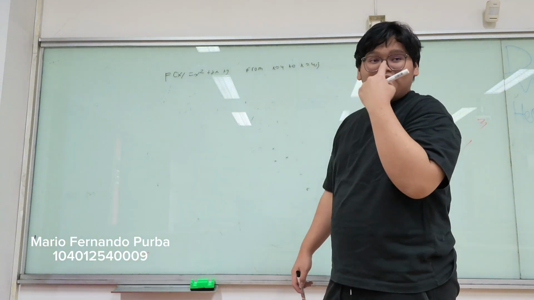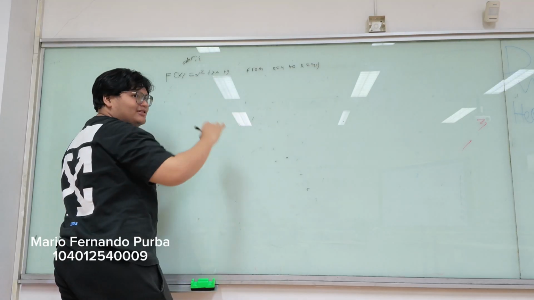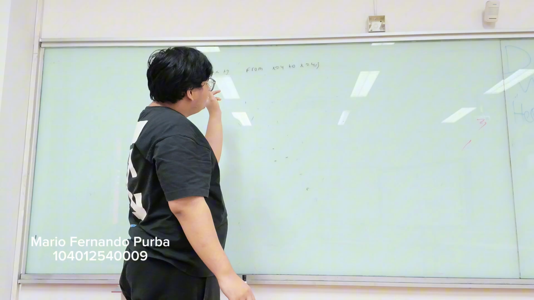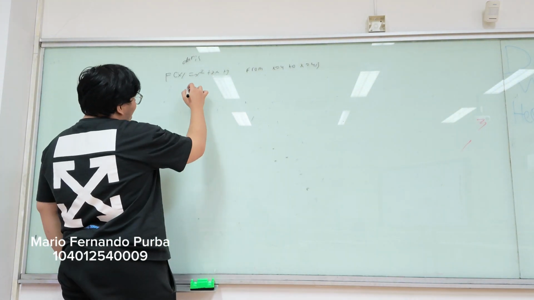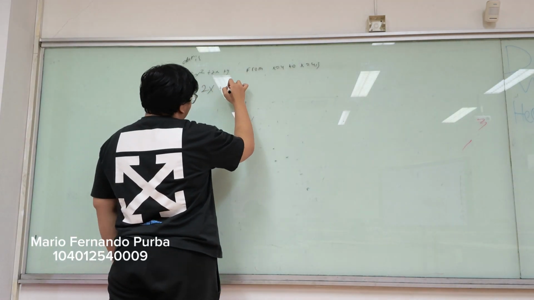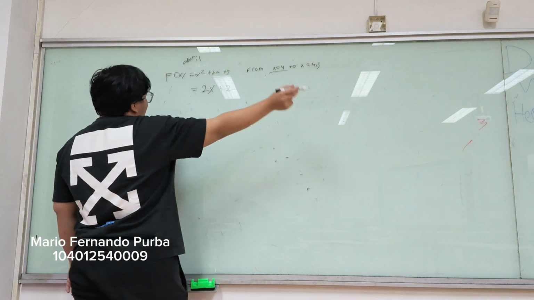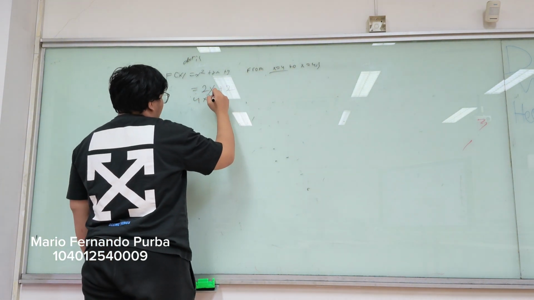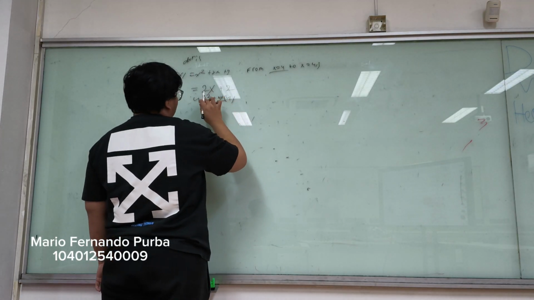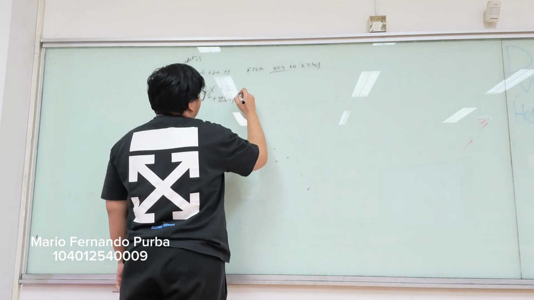Okay. Let's start again. So first off, we're going to do the derivative. We got 2x plus 2. Change the x to a 4.